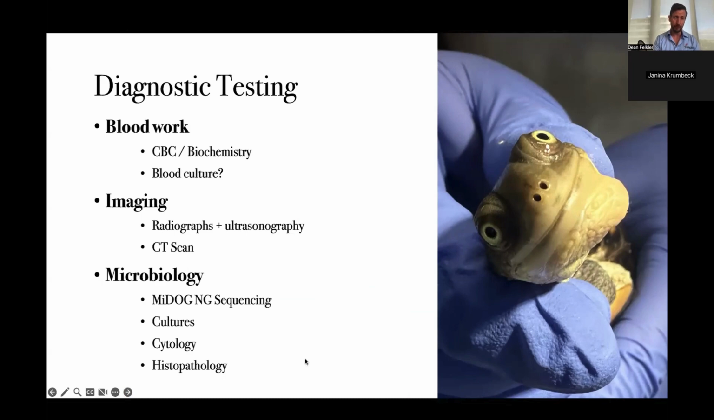And then we want to be sampling this. I wouldn't just aspirate it. It's probably going to be non-diagnostic. What I'd generally do is open up surgically, scoop the whole lot out, and send it off for some testing. This patient here I actually thought was a tumor. So I sent off for histopath and culture, and it came back as a bacterial granuloma.